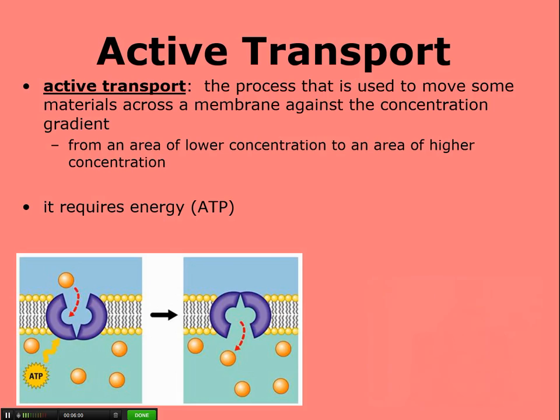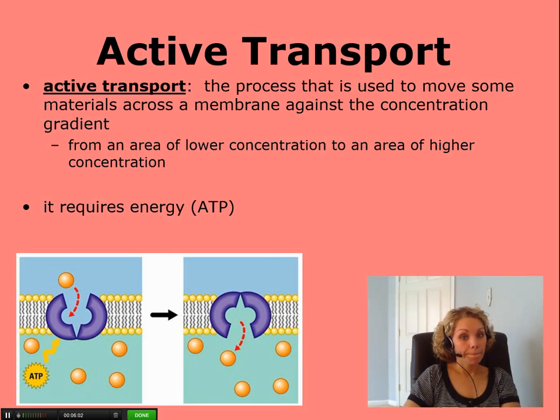Next, let's talk about active transport. This is the process used to move materials across the cell membrane against the concentration gradient. So now we're moving from areas of low concentration to areas of high concentration. So think about those slides again. This would be climbing up the slide. Climbing up the slide is going to require energy, and the cell uses energy in the form of ATP, which is a high energy molecule.